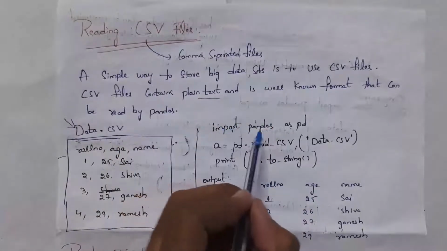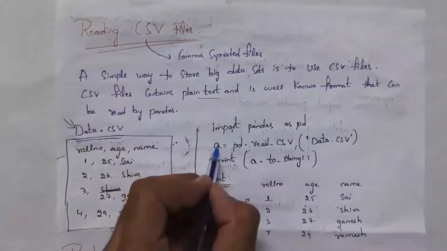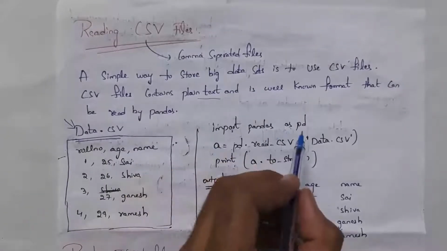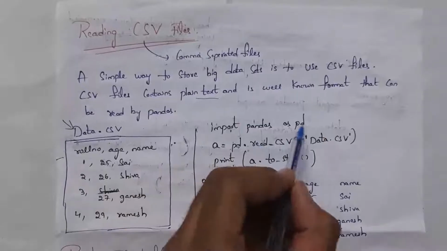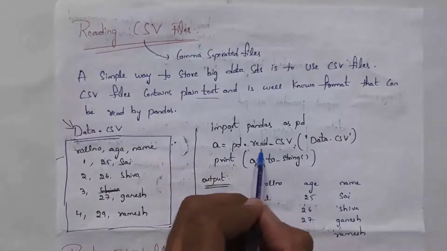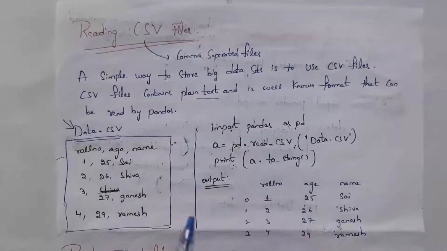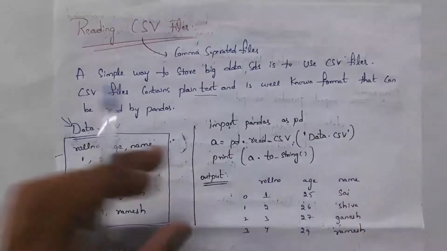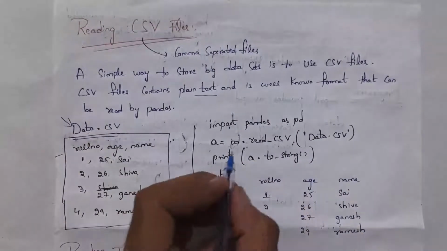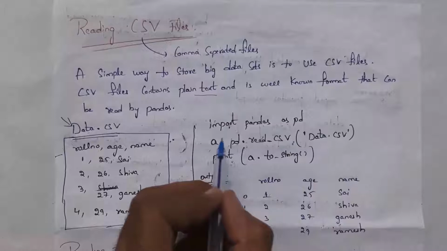At first write import pandas as pd. Next I am taking variable a equal to my library name, that is pd dot read underscore csv. Guys, in Pandas we use read csv method in order to read csv files, and my csv file name is data.csv. So I include data.csv in quotations. Now I want to represent this data in the form of table. So write here print. My CSV file is present in variable a.